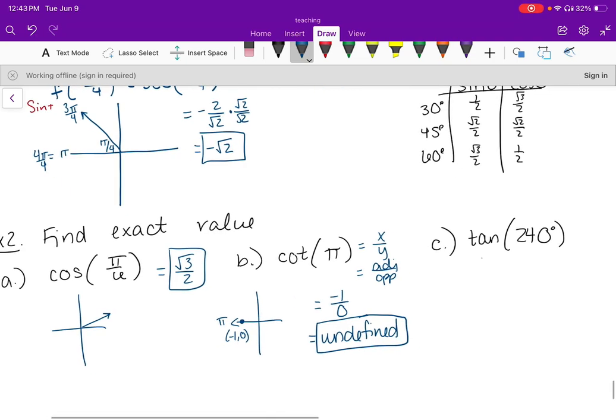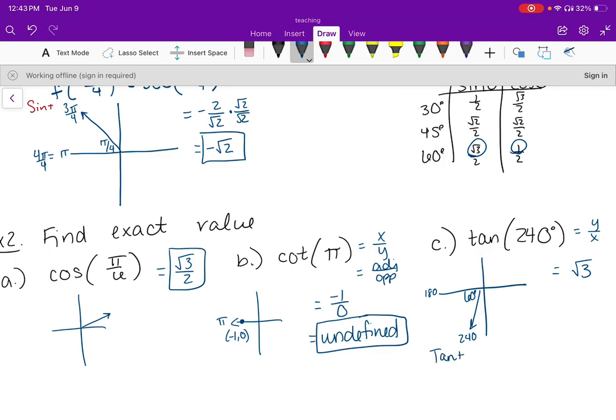Tangent of 240, so 240 is in quadrant 3. How far is it from the x-axis? It would be 60 degrees. So tangent of 240 is the same as tangent of 60. Remember, tangent is the y over the x. So y over x, this would be square root 3. And tangent is positive in quadrant 3. To do the positive and negative, I'm using All Students Take Courses. So A for all, S for sine, T for tangent, C for cosine. So tangent is positive in quadrant 3, so this one would be positive.